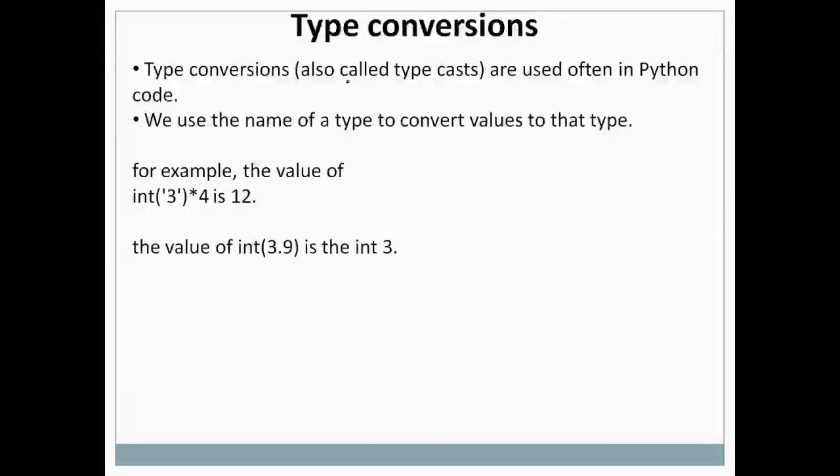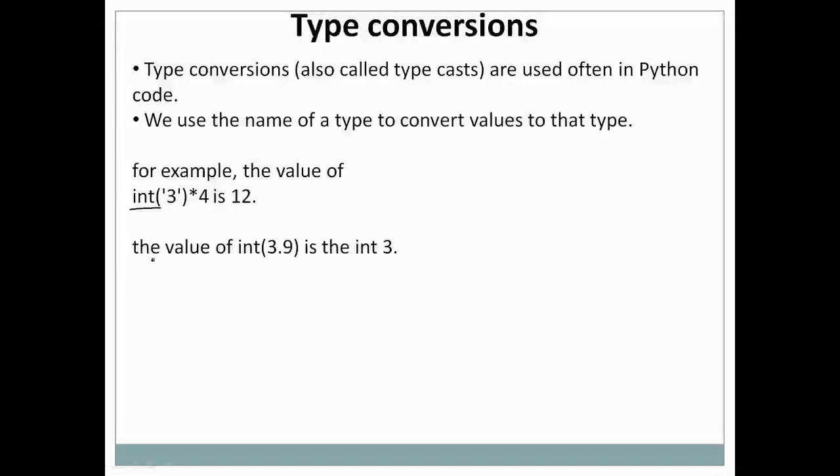So type conversions are used often in Python code. We use the name of a type to convert values to that type. Now one example is given here. Suppose you want to convert a string digit or string number into integer, you can use the function int. In this example, int in brackets with '3' in single quotes, then multiplied by 4, and the answer is 12. This 3 is first converted into integer and then it is multiplied with 4. So 4 3s are 12.